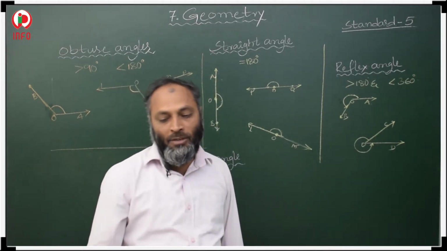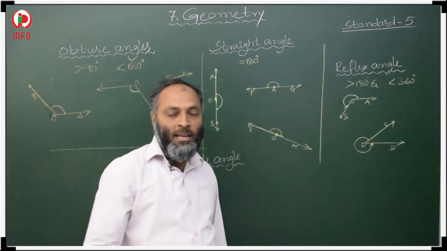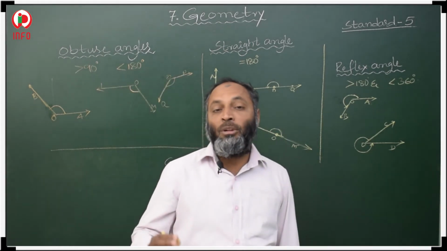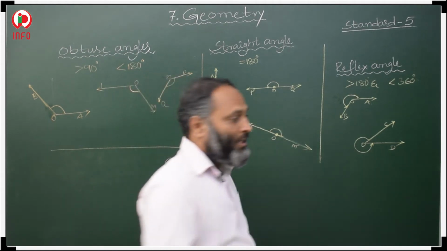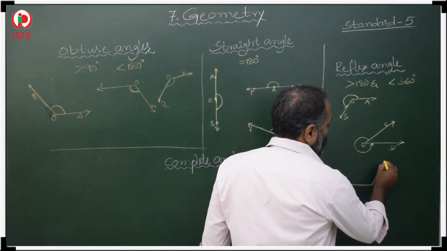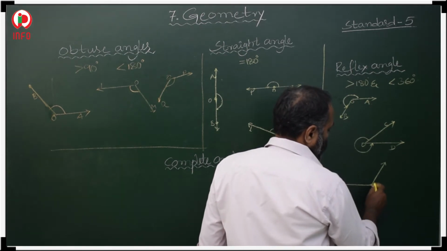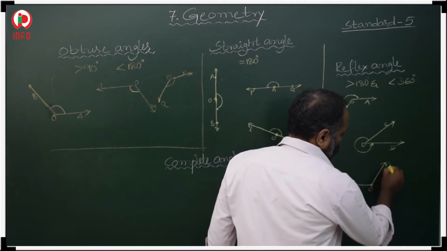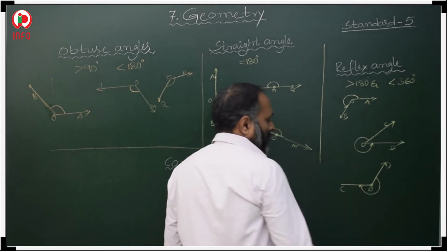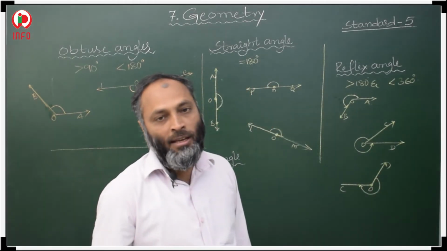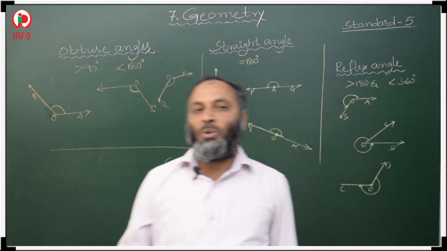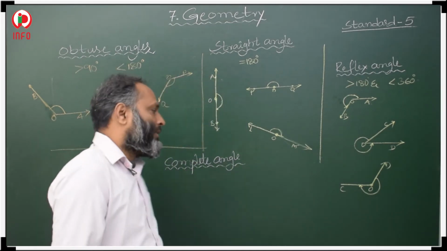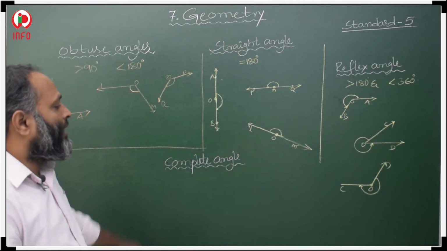Reflex angle means the angle between the two rays is greater than 180 degrees and less than 360 degrees. It means the angle should be between 180 and 360. And one more, COD, outside angle. This angle is a reflex angle. The angle between the two rays should be more than 180 and less than 360. Okay. Then after that, complete angle.